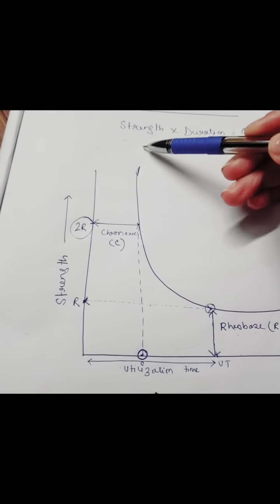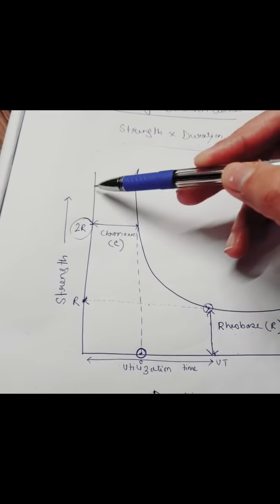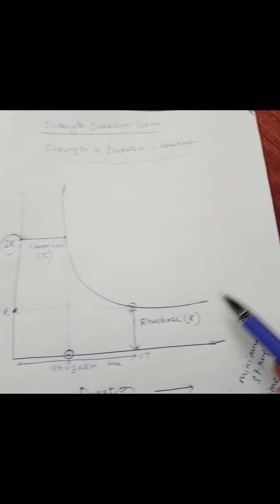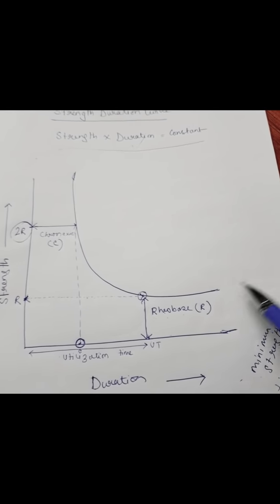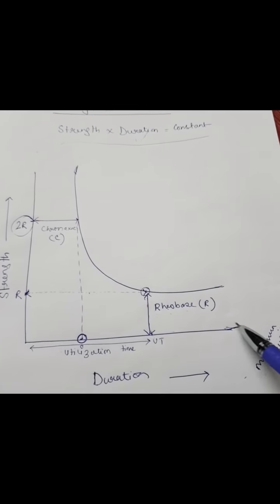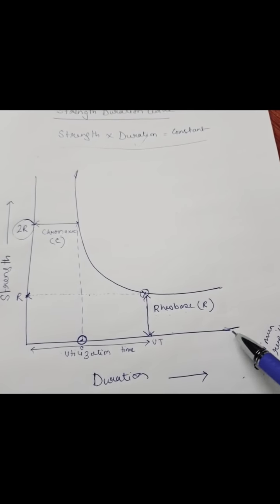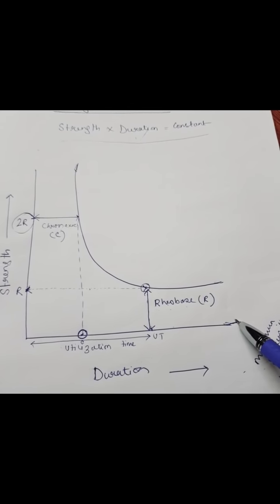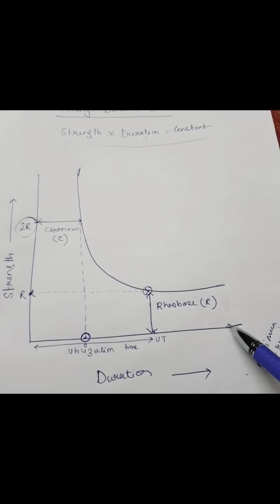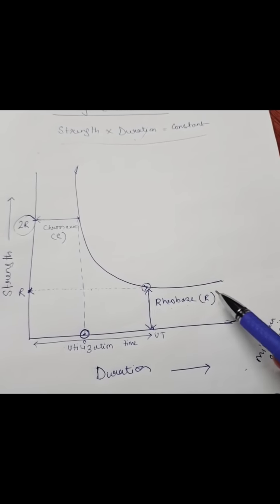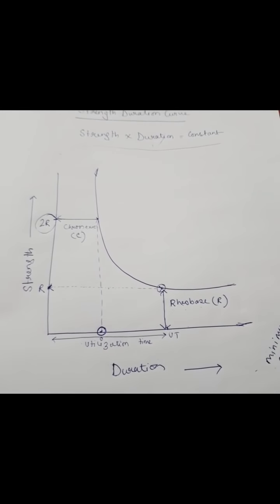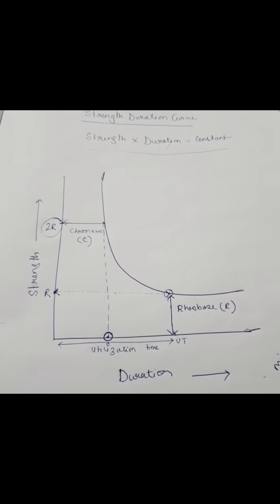You keep on increasing the strength, this won't meet the y-axis. So a minimum time is required. Similarly here, no matter how much you increase the time, this will not meet the x-axis. So a minimum strength will always be required. Okay, so this was the strength and duration curve.